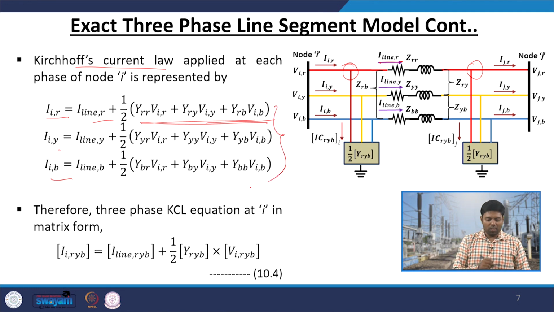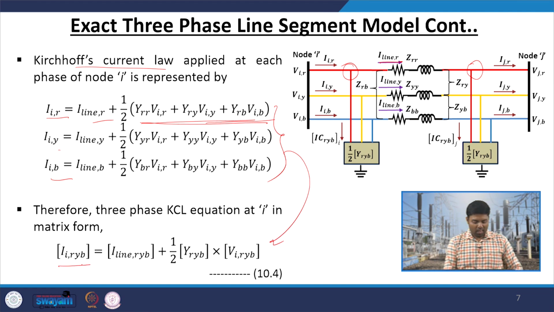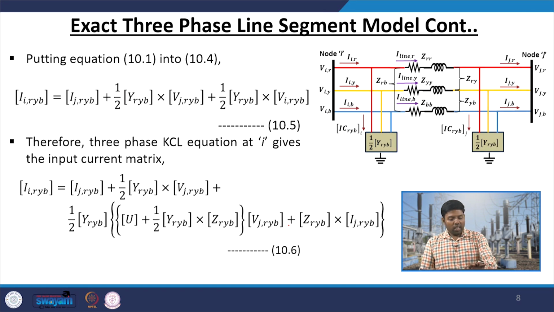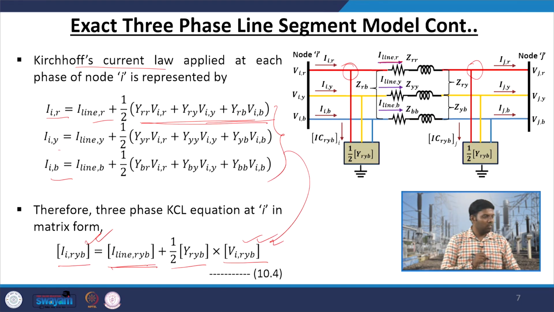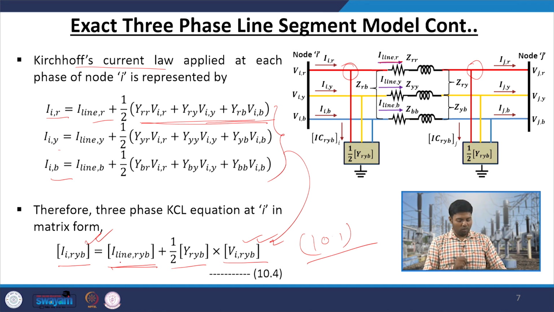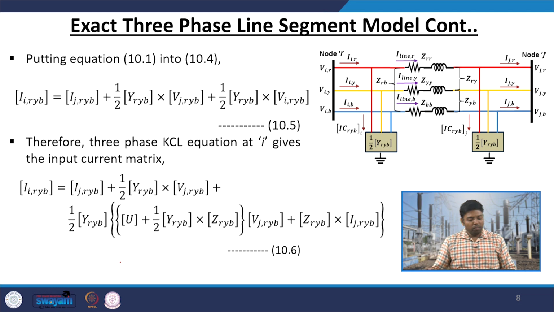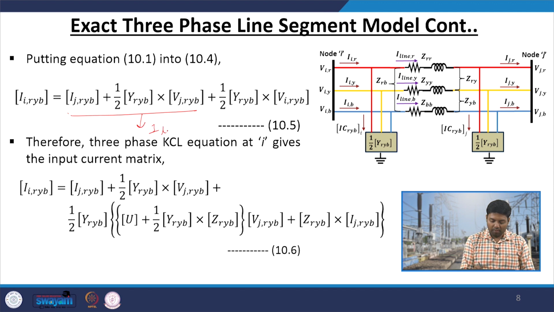So, these 3 equations similarly you can represent in matrix form and you will get I_I RYB equals I line RYB plus your V_I RYB. Okay, got it? This is your sending end current, this is your sending end voltage. Again, you have an I line. We derived this I line equation in our equation number 10.1. So, that value we will put again in this equation, and if we put this, then we will get this, which is your I line matrix.